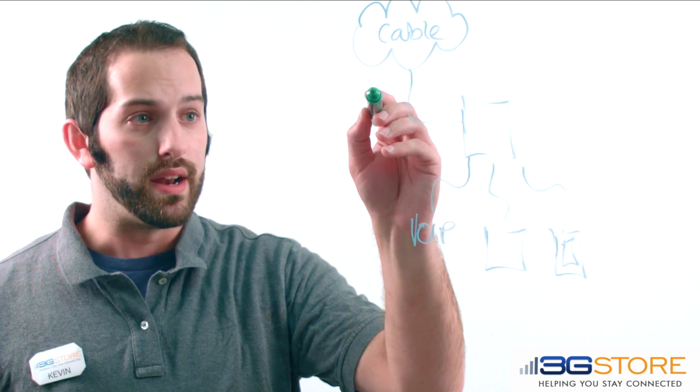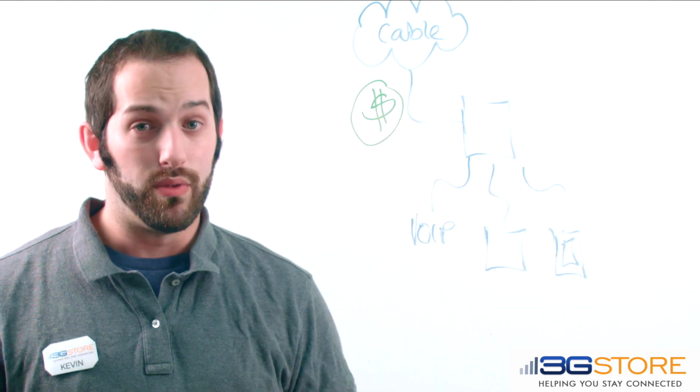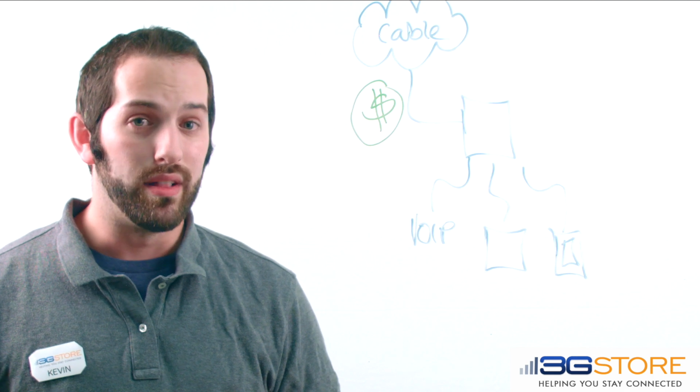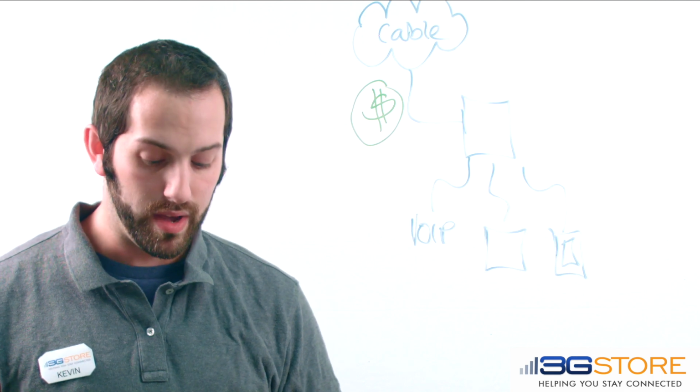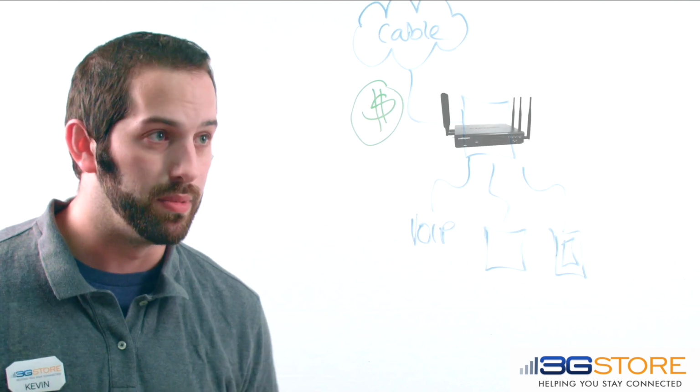So what's the solution that a lot of ISPs offer? Well, they try to sell you on a dedicated fiber connection. The problem is dedicated fiber costs a lot of money. Thousands of dollars to install and hundreds of dollars per month, and you still have a single point of failure. So what's the solution? Well, that's where a load balancing router comes into play.